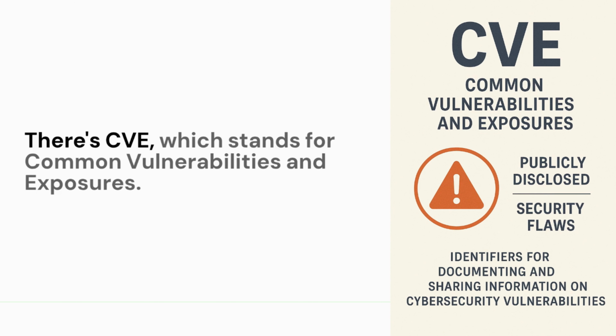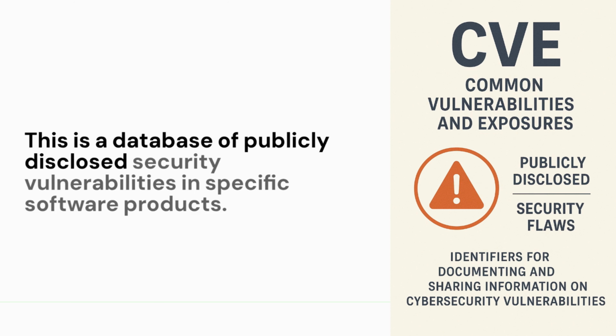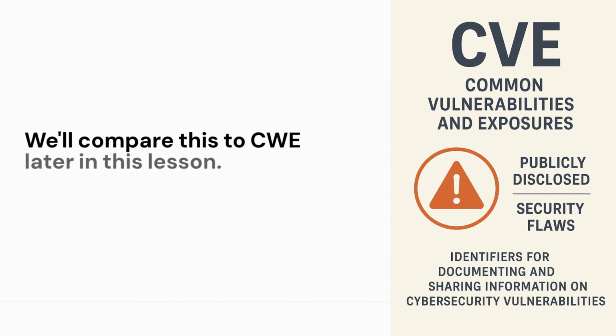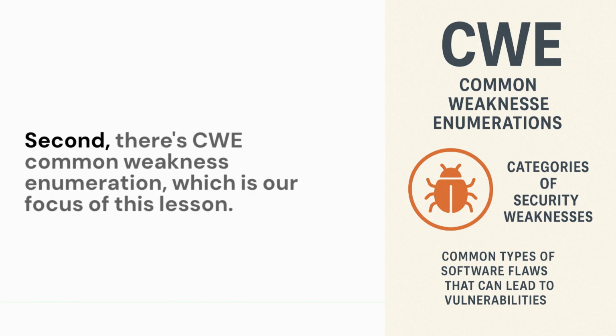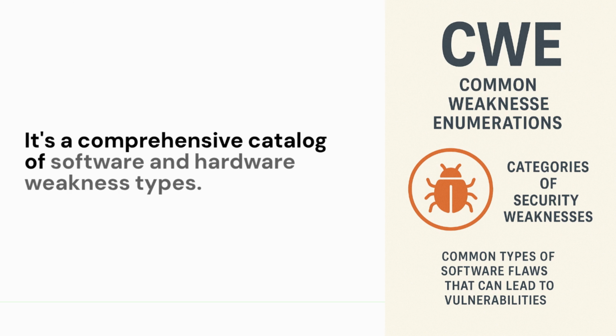There's CVE, which stands for Common Vulnerabilities and Exposures. This is a database of publicly disclosed security vulnerabilities in specific software products. We'll compare this to CWE later in this lesson. Second, there's CWE, Common Weakness Enumeration, which is our focus of this lesson. It's a comprehensive catalog of software and hardware weakness types.